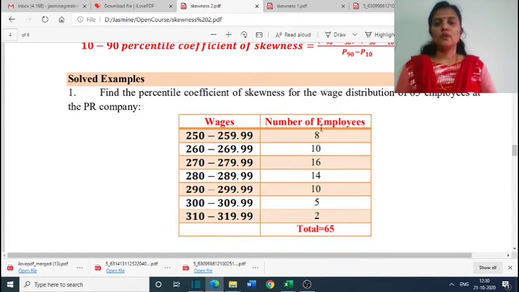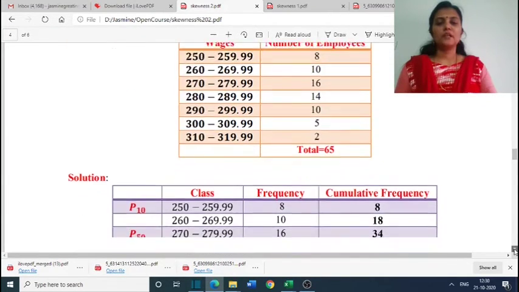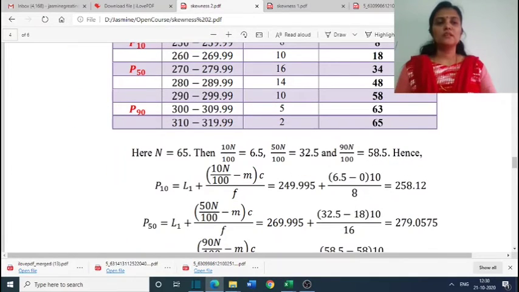Now you have to solve one problem. Find the percentile coefficient of skewness for the wages distribution of 65 employees at the PR company. So 250 to 259.99, number of employees 8; 260 to 269.99, number of employees 10; 270 to 279.99, number of employees 16; 280 to 289.99, number of employees 14; 290 to 299.99, number of employees 10; 300 to 309.99, number of employees 2; 310 to 399.99, number of employees 2. So total is 65.